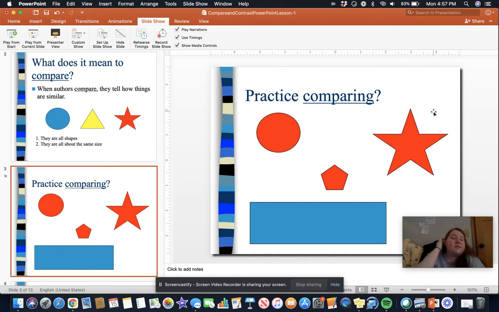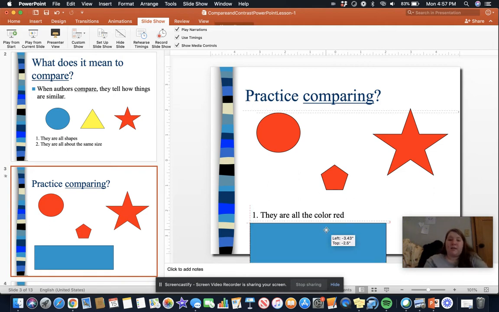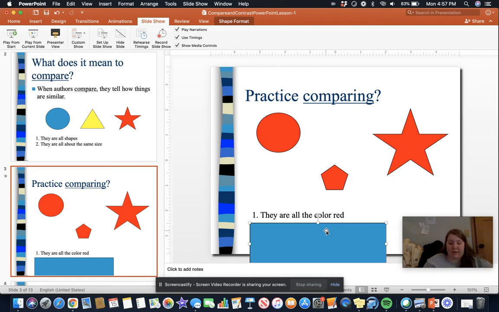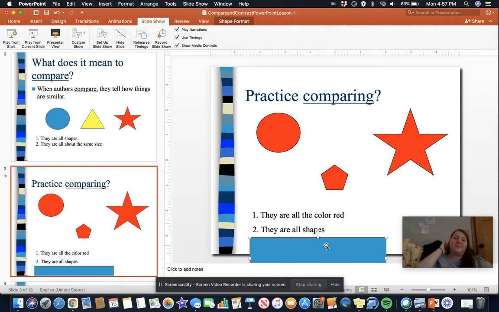Okay, so we can see one thing about the shapes is that they're all red. That's one way we can compare them and say that they're all the same. We can also see that they're all shapes. Even though they are different shapes, they are all shapes rather than the circle being an apple, the star being a bed, and then the hexagon staying a hexagon. They are all shapes rather than different objects.